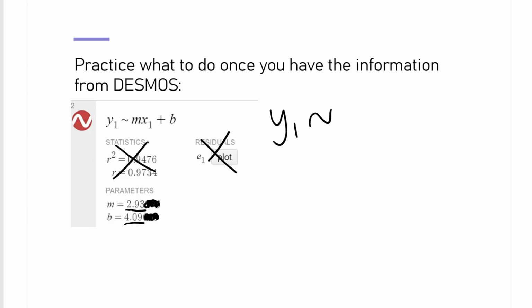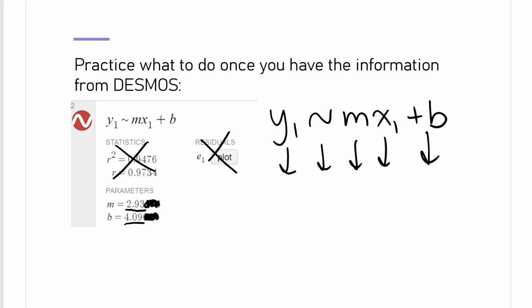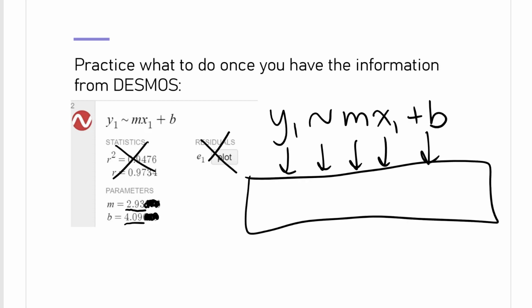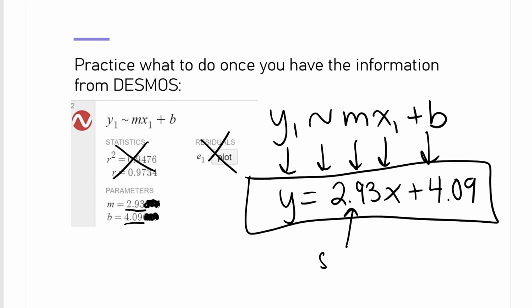So copy the formula. And tell me, what is the line of best fit? The answer is y equals 2.93x plus 4.09. Slope is 2.93, and the y-intercept is 4.09. B.